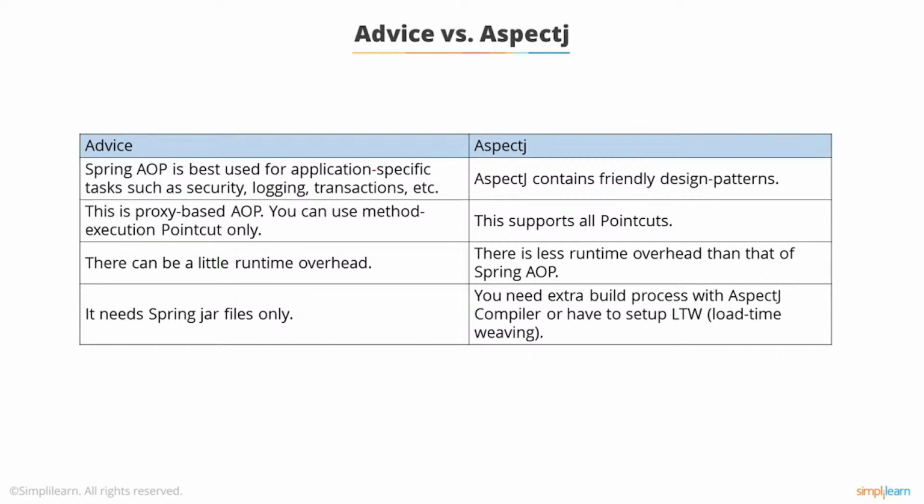AspectJ contains friendly design patterns. It supports all pointcuts. There is less runtime overhead than that of Spring AOP, and you need extra build processes with the AspectJ compiler, or have to set up LTW, or load time weaving.